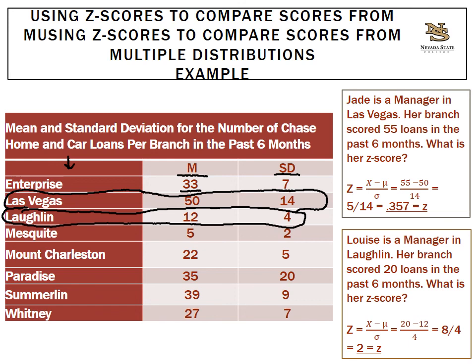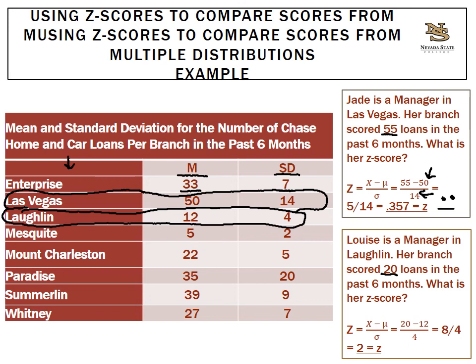So remember, a higher x value, or even the same difference between an x value, a score, and the mean, does not necessarily equal a higher z-score relative to the other branches in the region. If we look at Jade, those 55 loans seem quite impressive compared to Louise's 20 loans in her branch. But when you take into account the fact that most branches in Vegas got around 50 loans with a standard deviation of 14, that z-score is mediocre. Like, meh, it's all right. It's pretty common. It's not surprising.